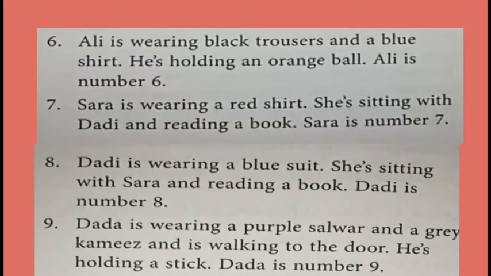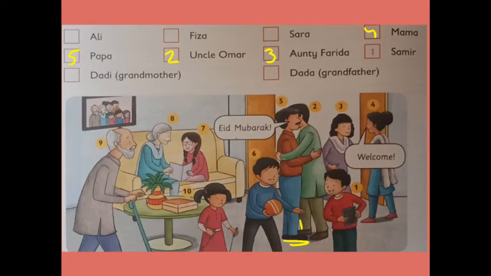Number 6 is Ali. Ali is wearing black trousers and a blue shirt. He is holding an orange ball. Ali is number 6. Dear student, what is Ali wearing? Well done, black trousers and a blue shirt. And what is he holding? Well done, an orange ball. Dear student, can you find Ali? Well done, this is Ali.